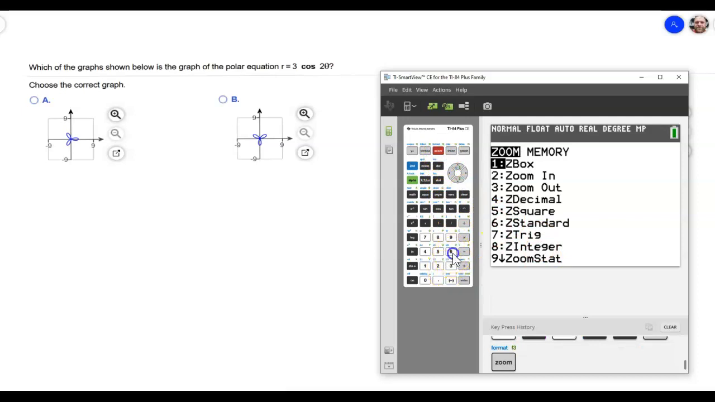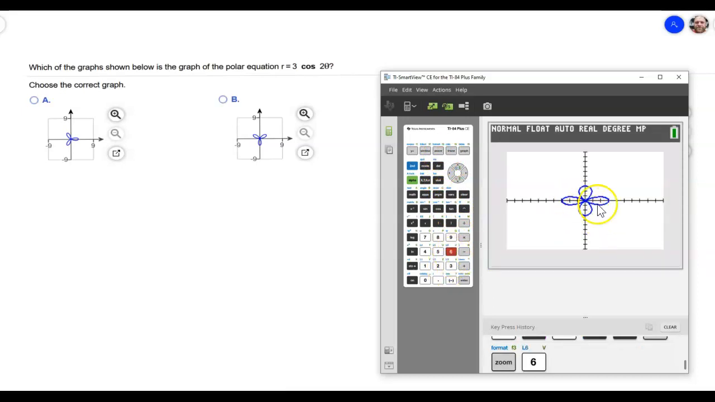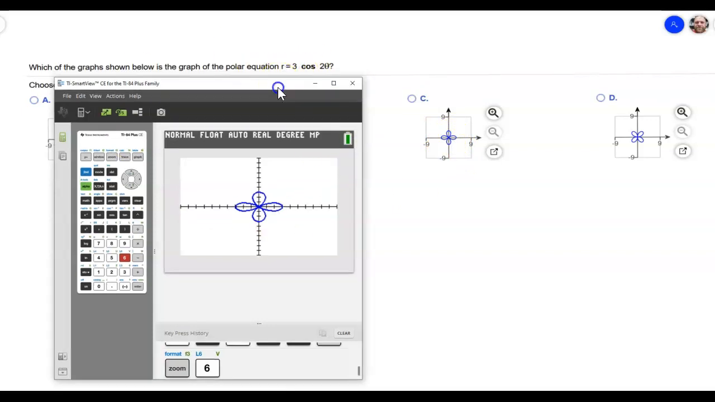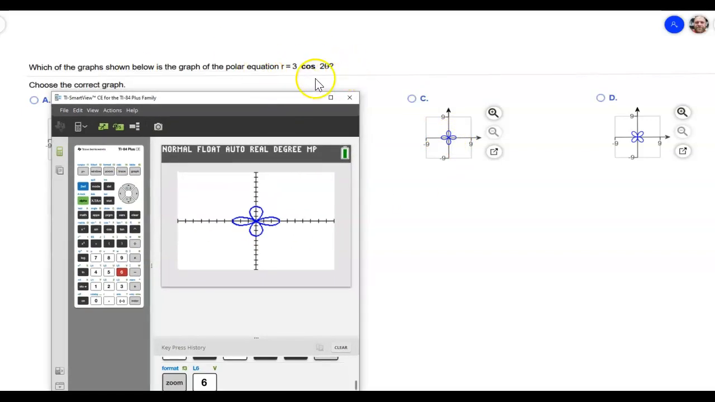And now I just want to do a zoom. We'll just do a standard again. And it pops us out a little graph here, and all I want to do is just match that up, and that would be this one right there. That's it. That's all there is to it. So all we need to do is be able to graph this in our calculator.